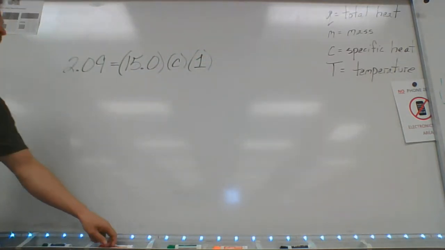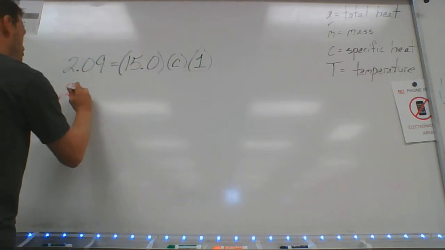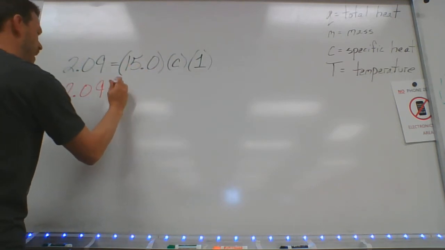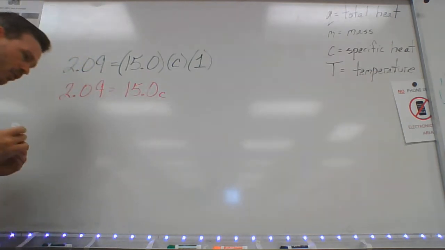Now, our math here looks pretty simple. It looks like it's going to be 2.09 equals 15C. So let's finish solving.